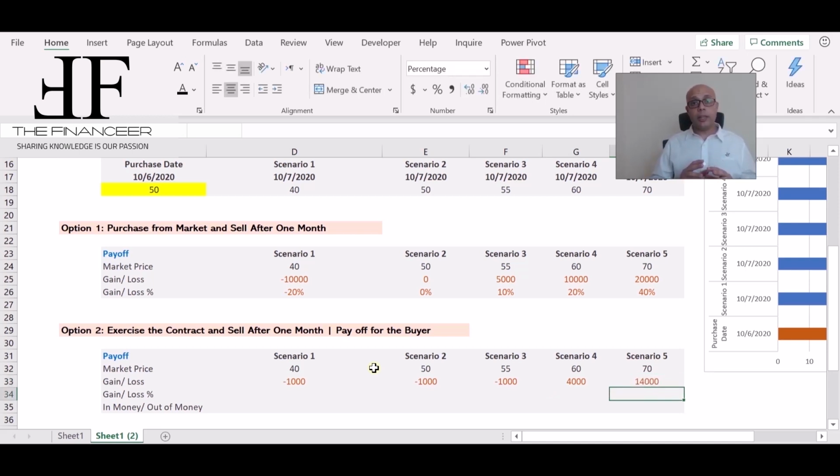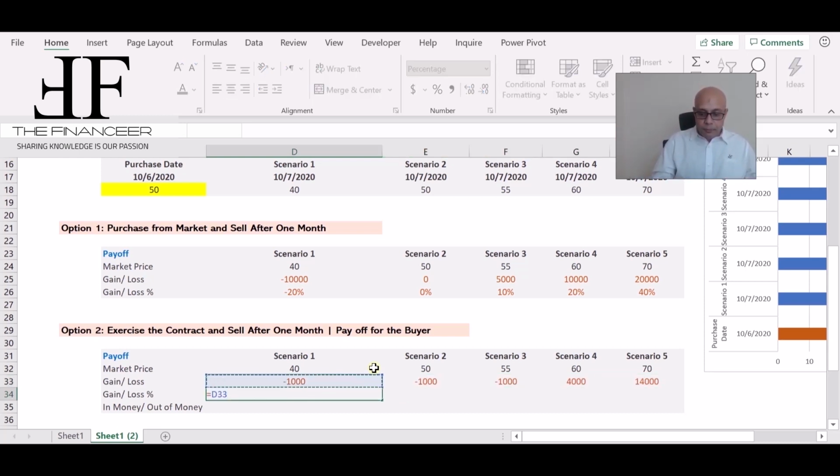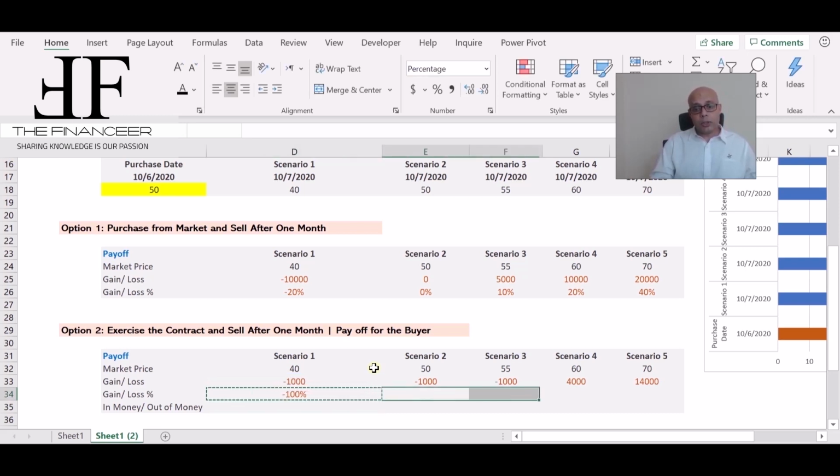Now, if you would like to calculate the percentage of your gain and loss, you have to divide this gain and loss by the investment that you paid in the beginning. You paid $1,000 in the beginning, and this is your gain and loss. So you are going to divide it by $1,000, which is your investment. Look at the gain and loss percentage.